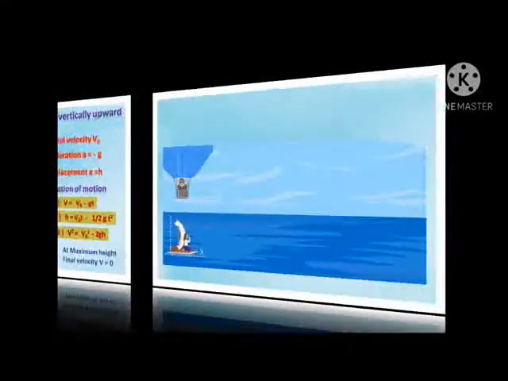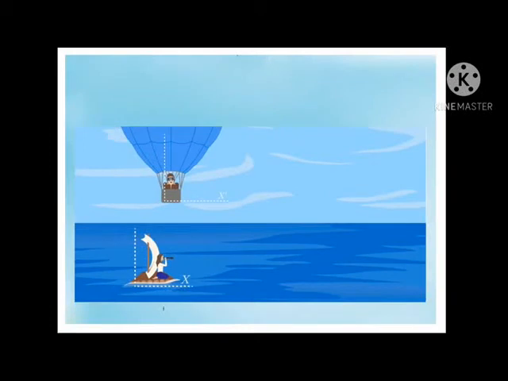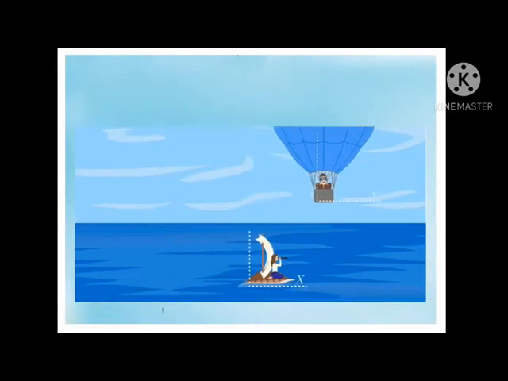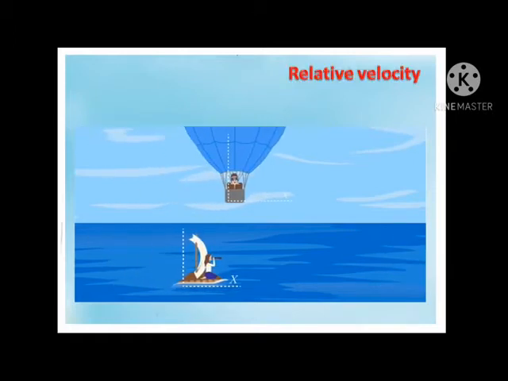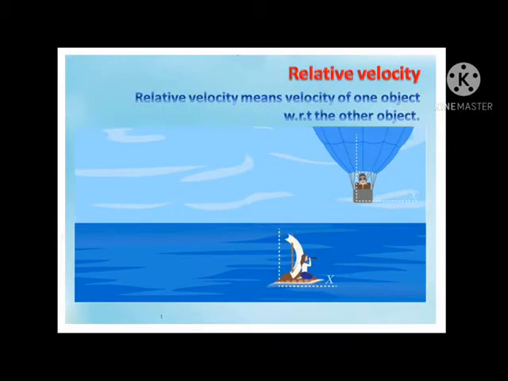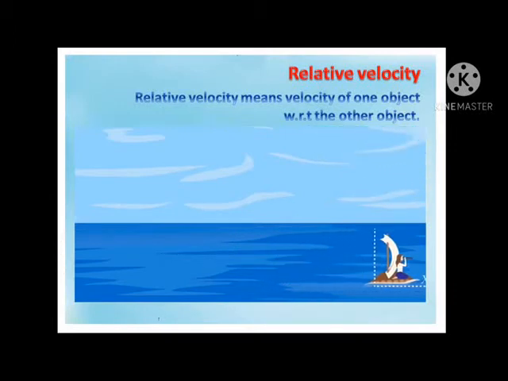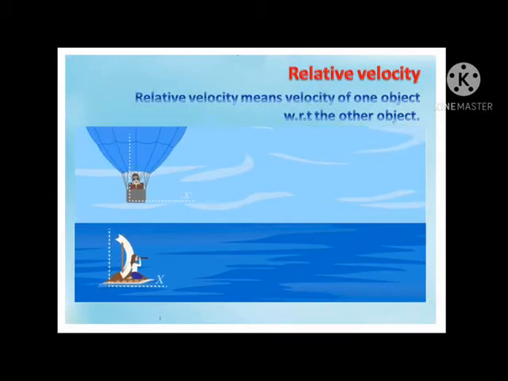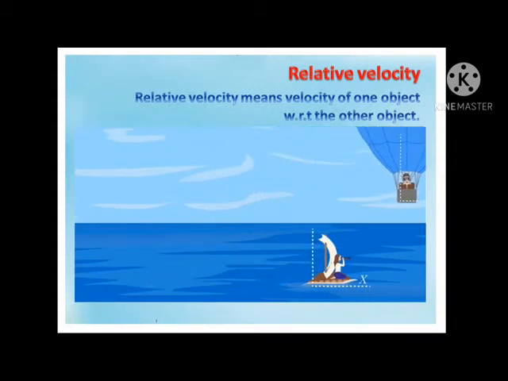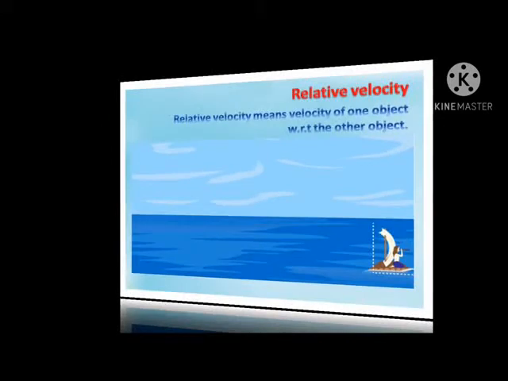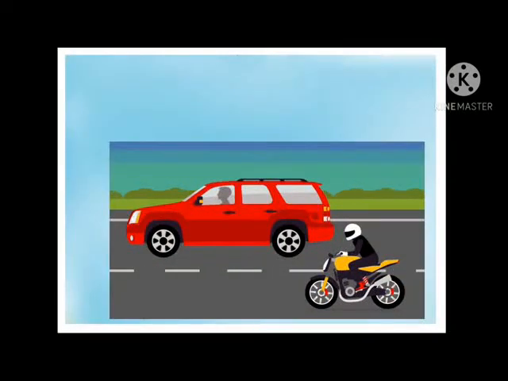Next we'll see what is relative velocity. The velocity of one moving object with respect to another is called relative velocity. For example, as in the figure, a person in a boat is measuring the velocity of a person in a parajet, and both objects are moving. The velocity of one object with respect to another is called relative velocity.